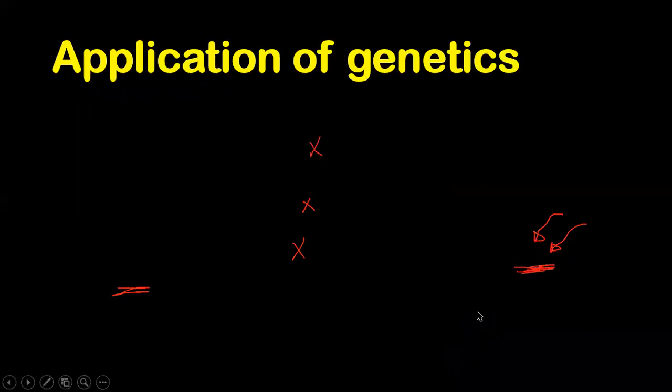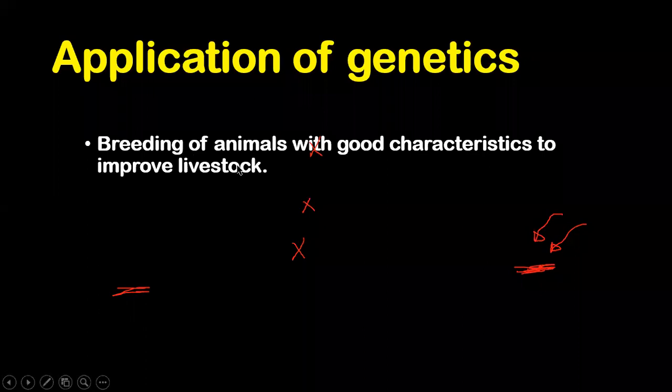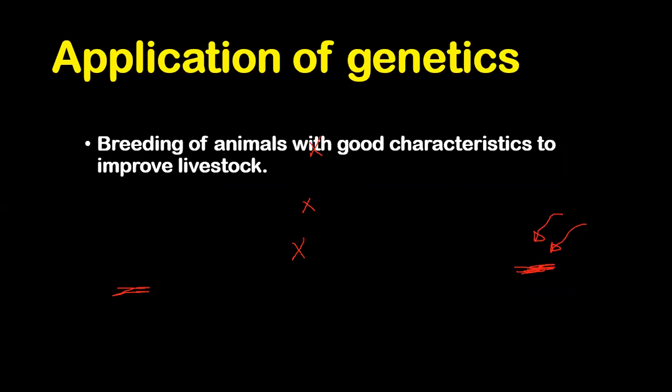So, applications of genetics: you can use genetics to determine inbreeding of animals. You've been carrying out genetics when you are not aware. For example, if somebody in the village has a good bull, all of you people go to his homestead.